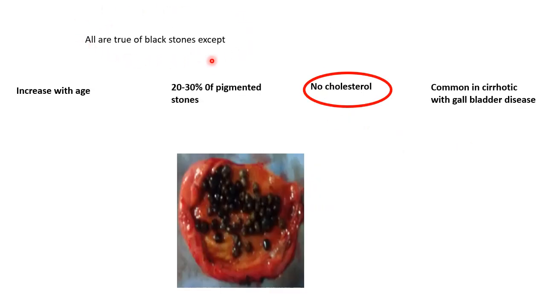Now, all these are true about black stones. They increase with age, true. They make up 20 to 30% of pigmented stones. And do they have cholesterol? No cholesterol, no. Cholesterol is a must. That is the nidus of stone formation. The amount of cholesterol differs between pure cholesterol stones, mixed stones, and pigment stones. And for some reason, it is common in cirrhotics with gallbladder disease and also in hemolytic anemias.